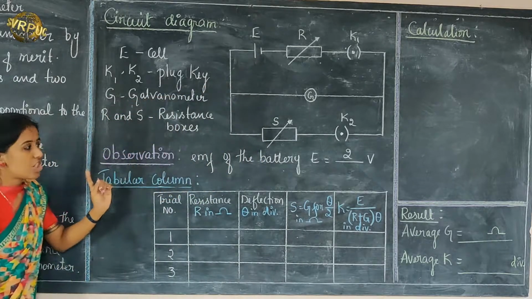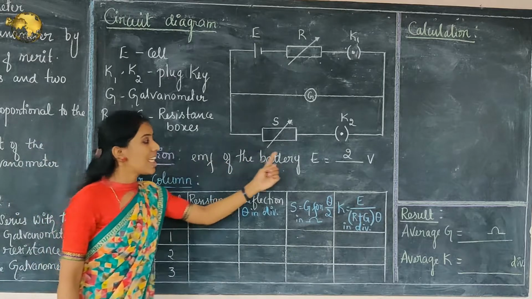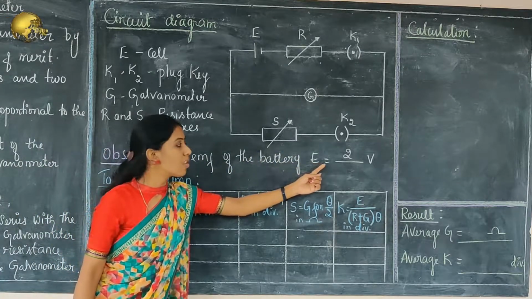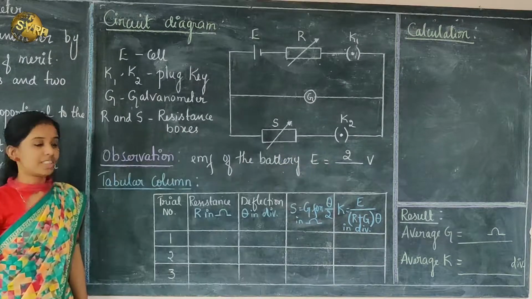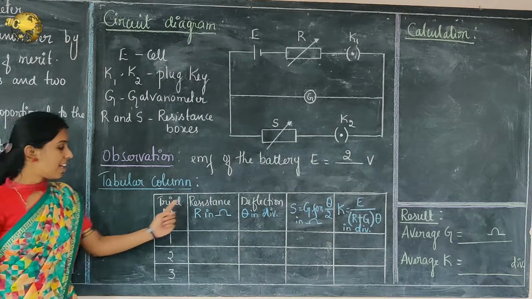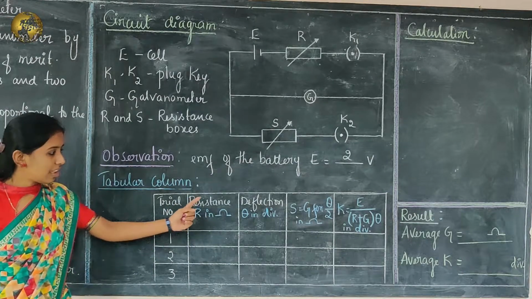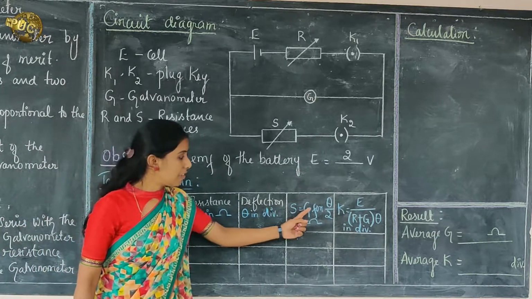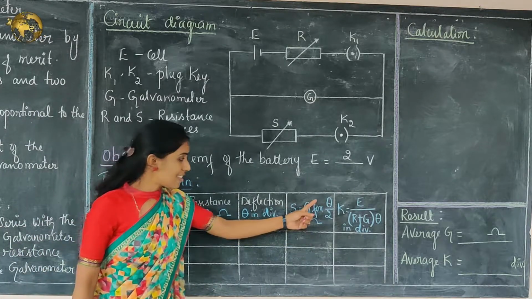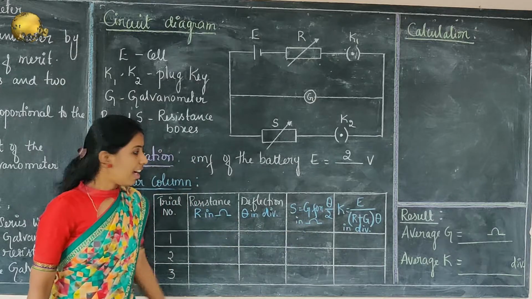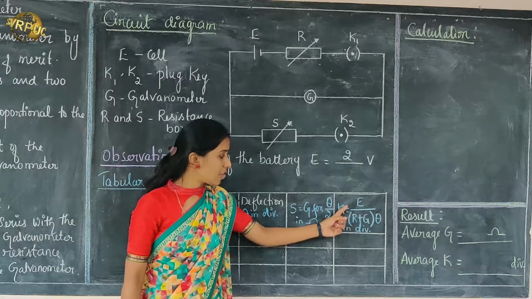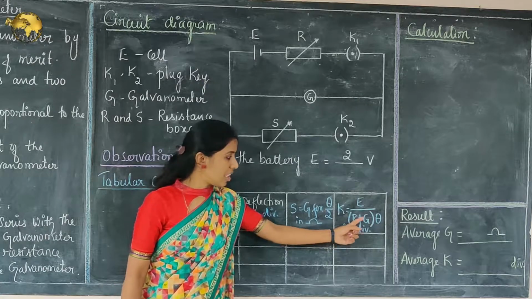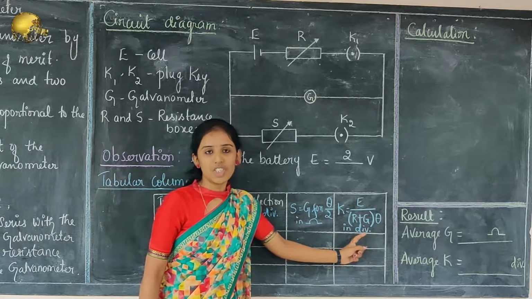Moving on to the observation, the EMF of the battery E equals 2 volts, which we set in the battery. The tabular column consists of resistance R in ohms, deflection theta in divisions, S equal to G for half deflection, that is theta by 2, in ohms, and figure of merit K equals E by (R plus G) into theta, in divisions.